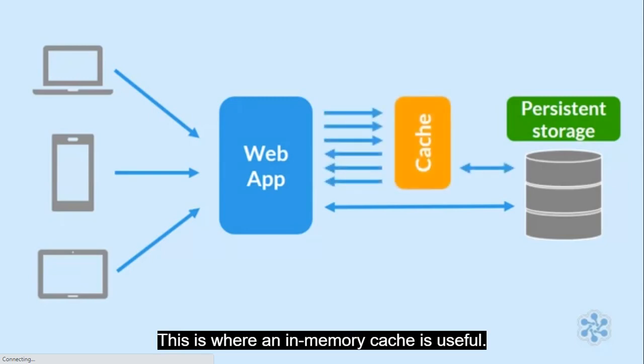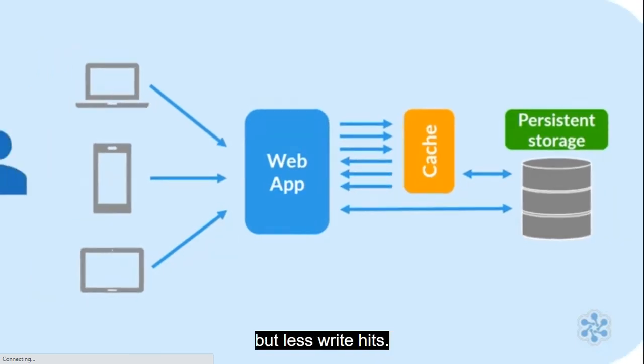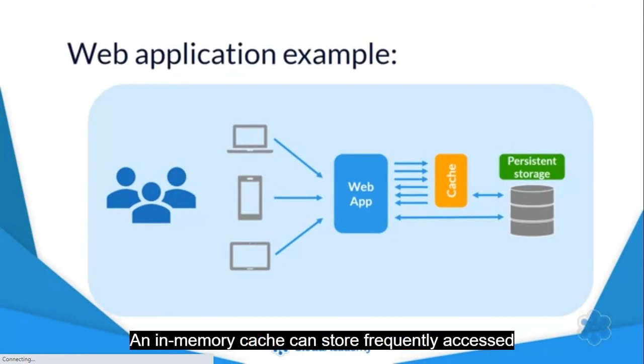This is where an in-memory cache is useful. It's generally used to improve read-only performance. Many websites get a high percentage of read hits but fewer write hits. An in-memory cache can store frequently accessed read-only information and serve it up much more quickly than having the application continually request it from a persistent data store.